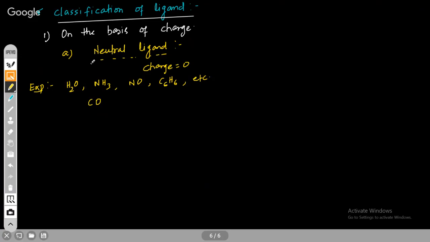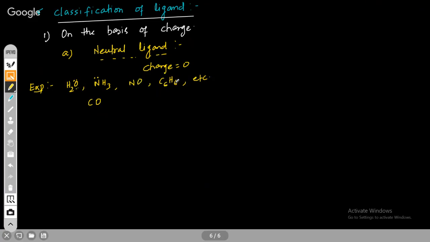What is the donor atom in H2O which donates electron pair to the metal? Oxygen, right? Because oxygen has lone pair of electron on it. Hence oxygen donates a pair of electron, and with the metal, this oxygen is bonded, not hydrogen. Similarly, nitrogen has lone pair of electron, so this is the donor atom here. In this, both can donate electron.